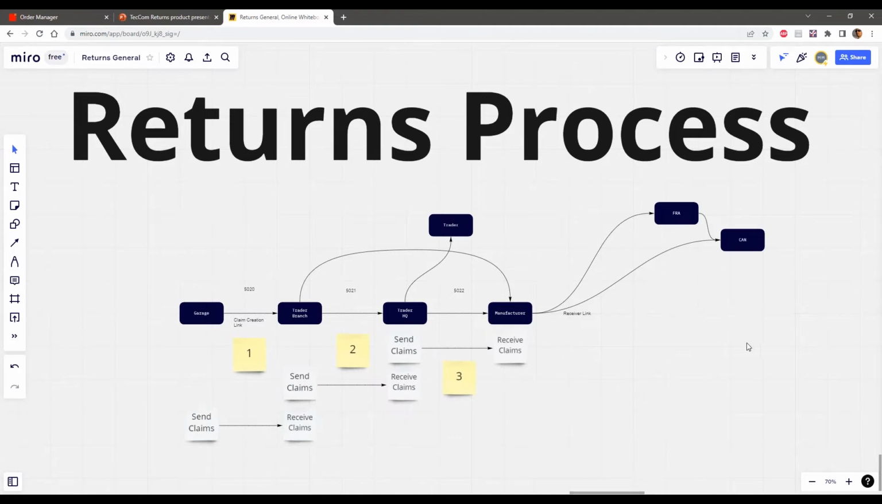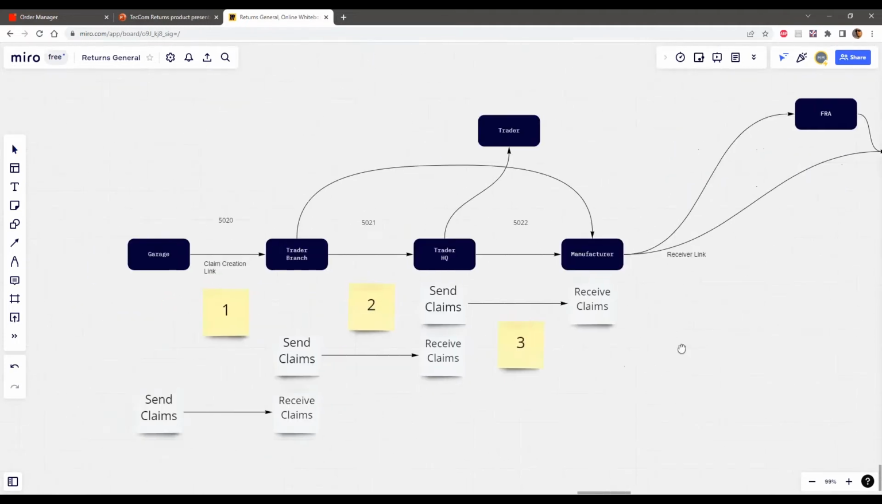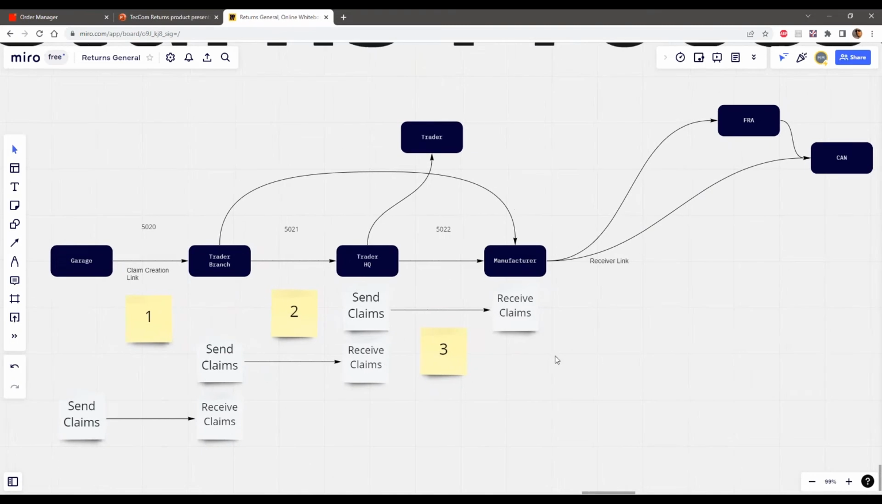So the returns process. In the following presentation, I will always talk about returns and not warranty and returns, because we call it returns. It's a bit less bulky and a bit better to understand. So what are we doing?